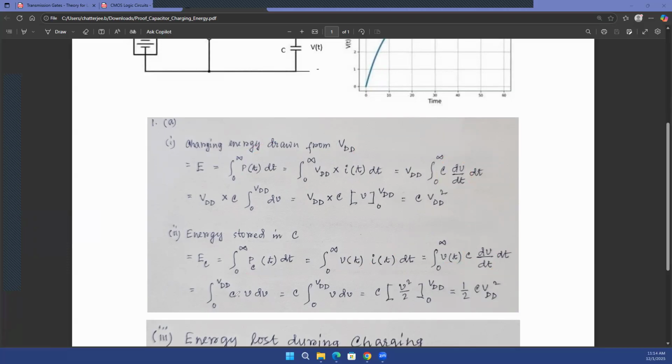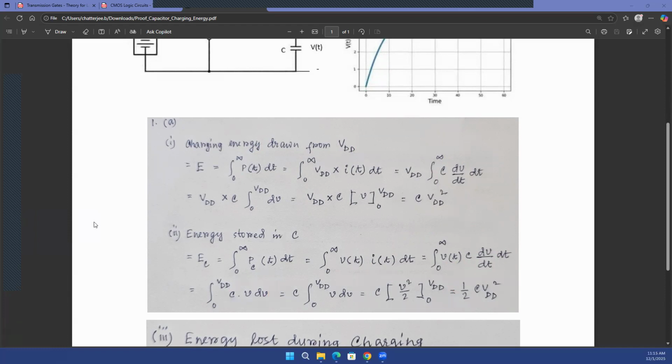Okay, so if you do that, you are going to integrate CV times dV from 0 to VDD. And if you do that integration, you'll end up with half CV squared. And that's why we always say that the energy stored in a capacitor is half CV squared, even though you are drawing CV squared amount of energy from the supply.